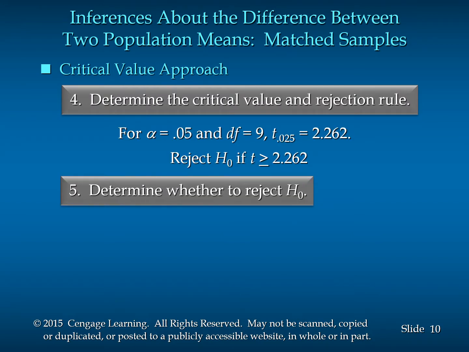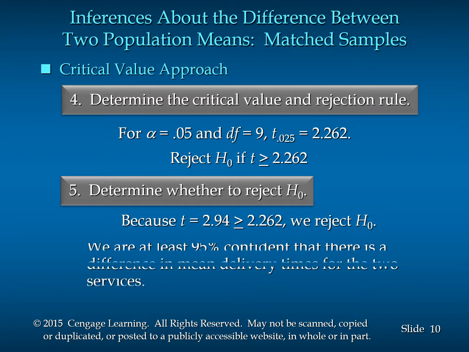For a t of 2.94 and 9 degrees of freedom, we see the p-value falls between 0.002 and 0.01 from the table.